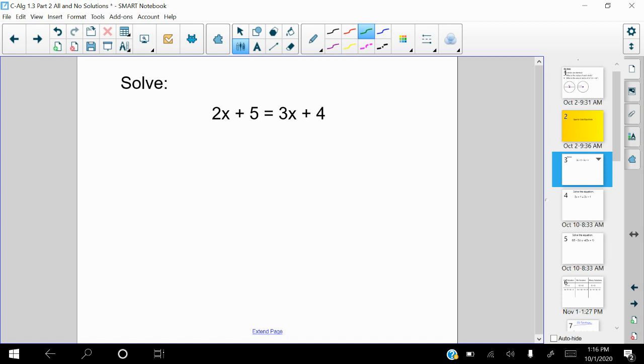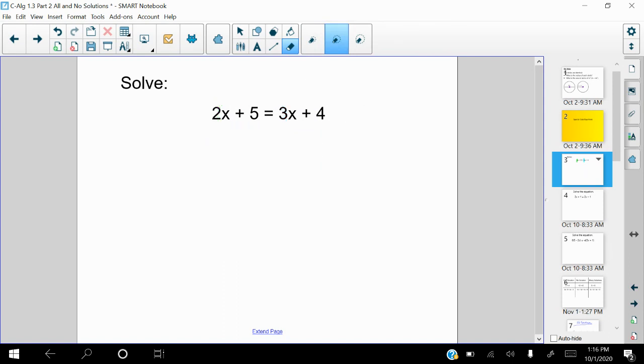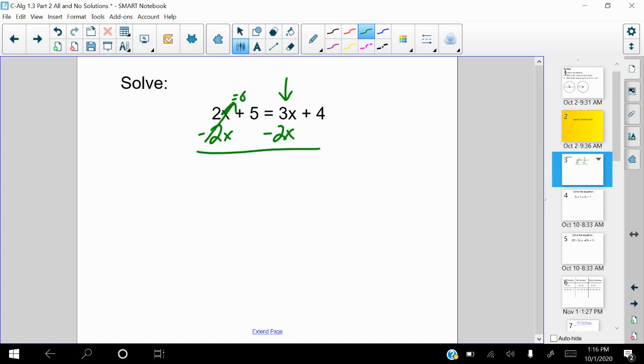So when I want to move my variables, I look for the greater coefficient. Right now we have a coefficient of 2 and we have a coefficient of 3. Well, comparing 2 and 3, I see that 3 is bigger. So what I like to do is I like to move my variables to the side of the bigger coefficient. So I want to bring this 2x over to 3x. To do so, I subtract 2x on both sides. This goes to 0, which is perfect. So now we're left with 5 is equal to 3x minus 2x, which is 1x plus 4.